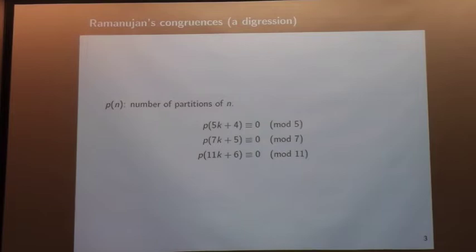Take any integer that's 4 mod 5 and count how many ways to partition that integer into any parts. Then the number of ways is divisible by 5. Right? And also we have P(7k+5) is 0 mod 7, and P(11k+6) is 0 mod 11.